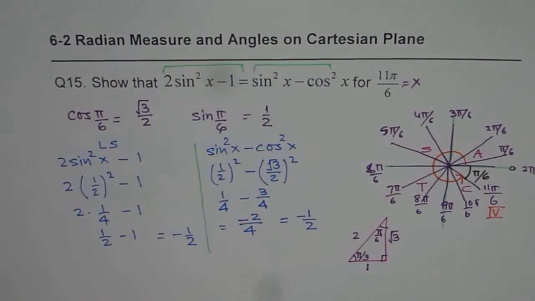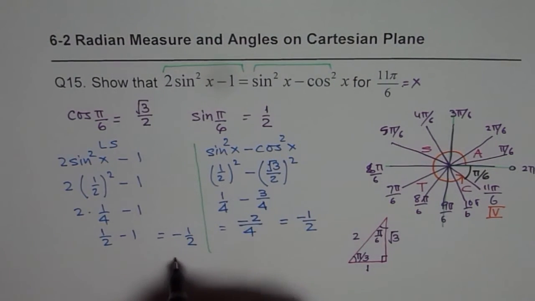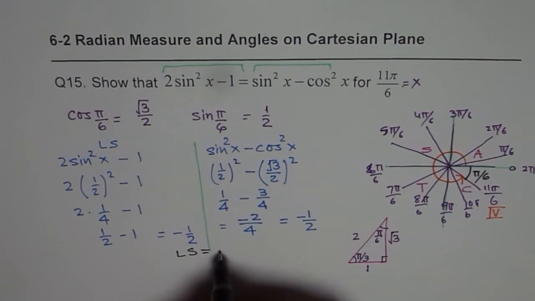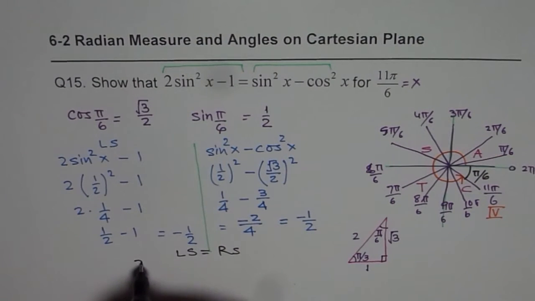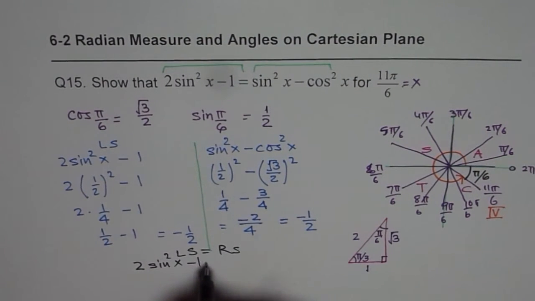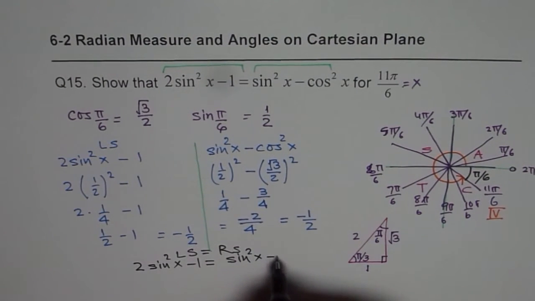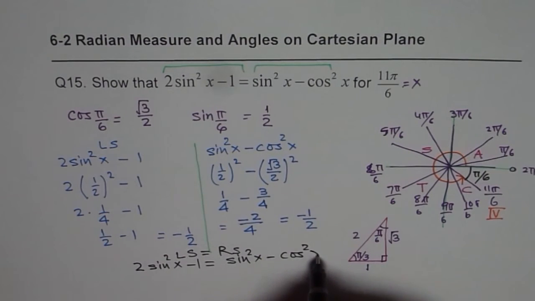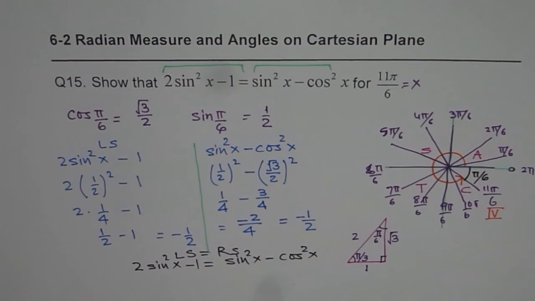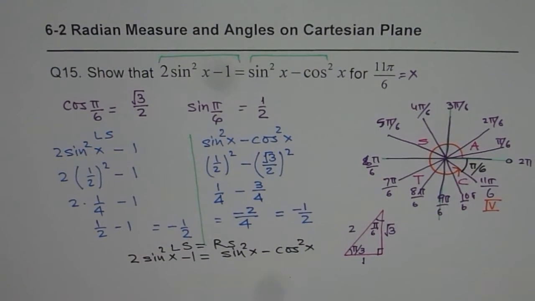So since we get left side equals to right side, correct? So we have left side equals to right side. So we can say that 2 sine square x minus 1 is indeed equal to sine square x minus cos square x, correct? So that is how you can show it. Have a good look at it and try to understand how we got it.